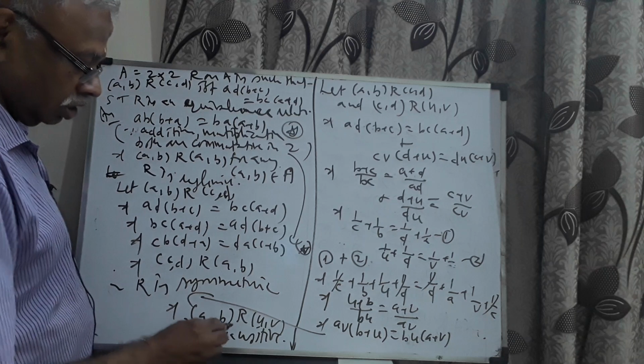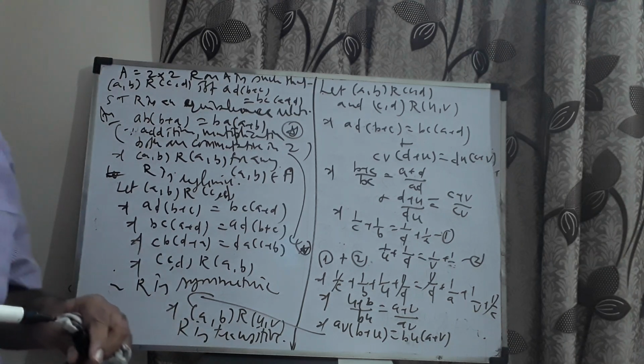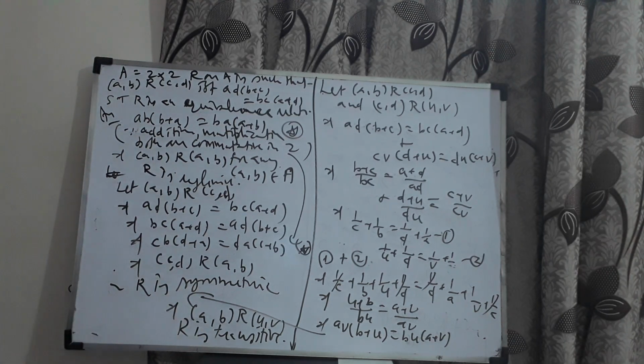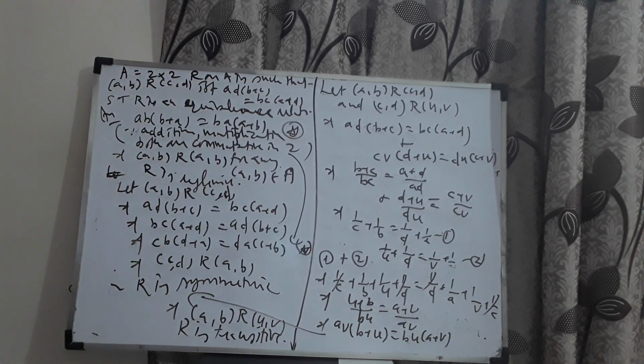Therefore, take down and write all the three. R is reflexive, symmetric, transitive. Therefore, R is an equivalence relation. Only this part I will explain once again. This particular case I will explain once again.